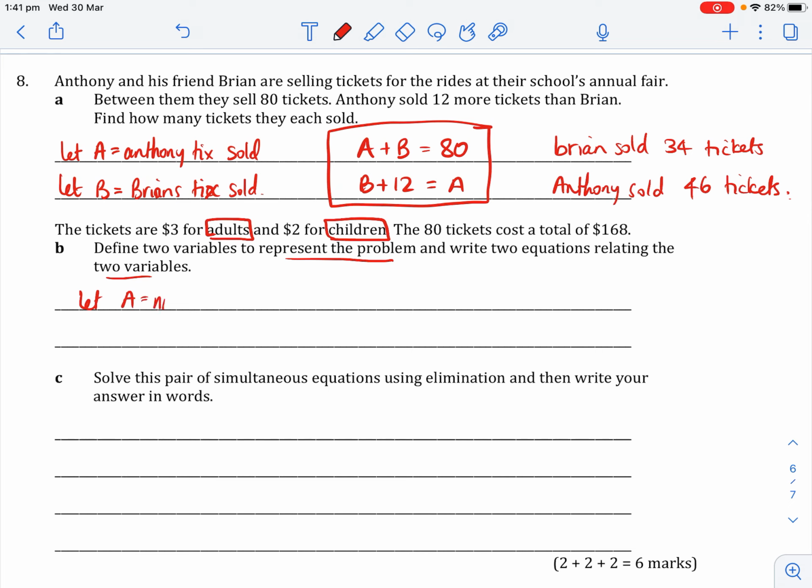So let A equal the number of adult tickets, let C equal the number of children tickets. So that's my defining the variables. I have to write that to get my marks.